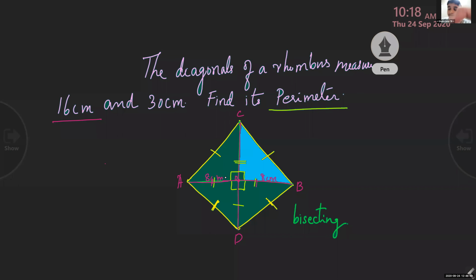Yes, ma'am. Now what is the other diagonal CD? We are taking 30 centimeter. So each one will be 15 centimeter. 15 centimeter. Clear? So in this right triangle, you can see this angle is 90 degree. That's why we call it a right triangle. In this right triangle, what is given? Base is given 8 centimeter and this altitude is given 15 centimeter. Isn't it? Okay.